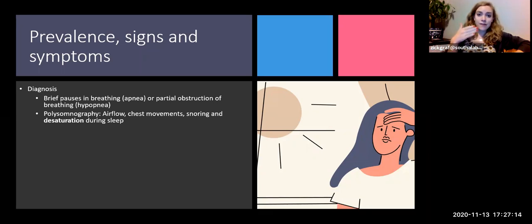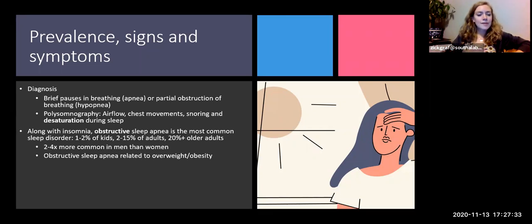So this is, again, a measure of airflow. Is the air coming into their nose? Is their chest moving up and down? Are they snoring? In their neck muscles, is there evidence of obstruction or vibration? And are they desaturating? Is their oxygen level dropping in their blood while they're sleeping?